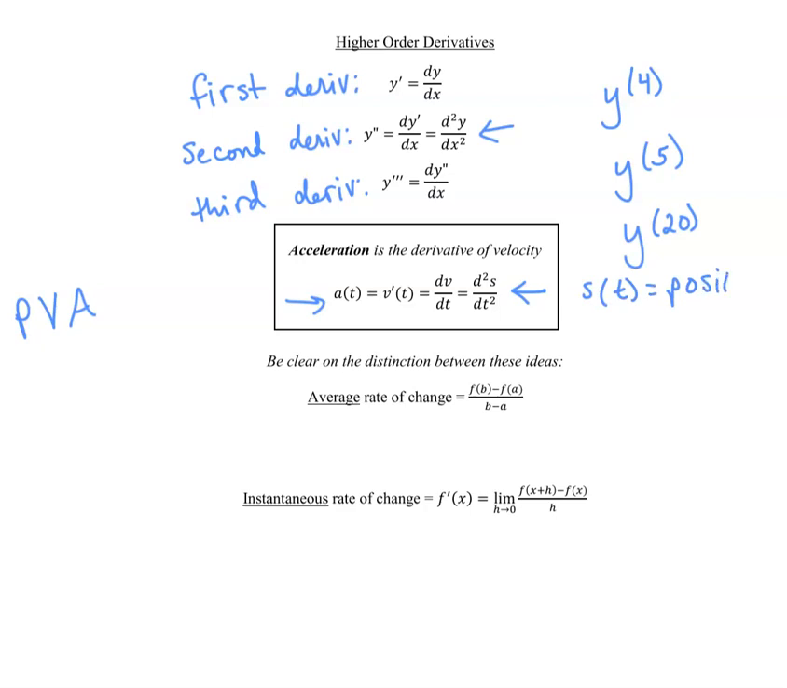Okay? Be sure to make the distinction between these two ideas. So average rate of change, remember, is literally just slope between 2 points. So the slope on the interval a to b. And then instantaneous rate of change, when you hear that, remember that that is the derivative at a specific point or at x. So those terms will come up from time to time.